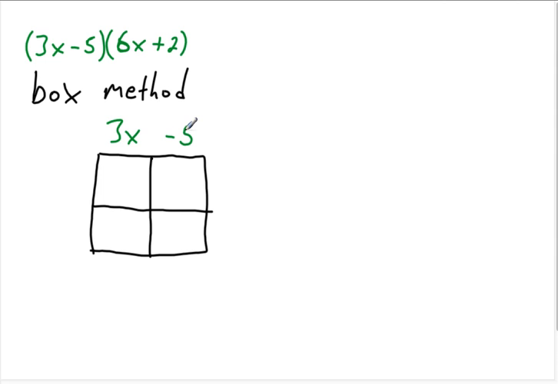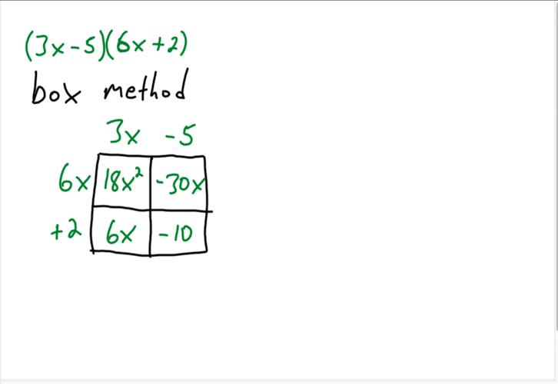So I'm going to put the 3x minus 5 on top and the 6x plus 2 on the side. It doesn't matter which one goes where. I could have put the 6x plus 2 here and the 3x minus 5 here. And so now I'm just going to multiply the intersecting boxes. So the 6x has to multiply to the 3x and get 18x squared. 6x is going to multiply to the negative 5 and get negative 30x. The 3x and the 2 will be multiplied to give us a 6x, and then the negative 5 and the 2 will give us a negative 10.